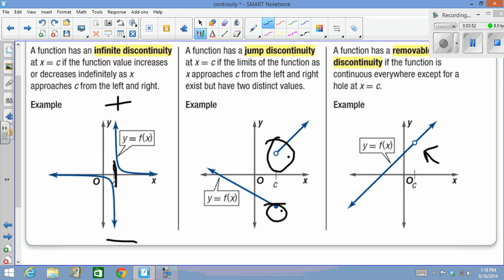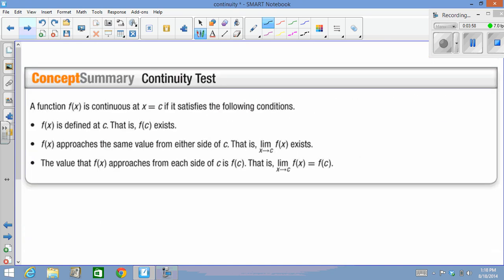And I'll show you examples of all three of those. But those are the main three types of discontinuities. So in order to find out if something is continuous or discontinuous, I have to first verify that f of x is defined at c. So that means it exists. That means I can't have a 0 in the denominator of a fraction, basically.